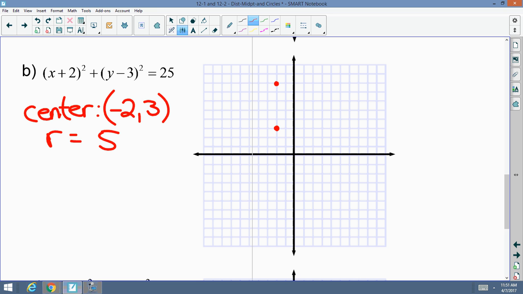5 down, 1, 2, 3, 4, 5. 5 left, 1, 2, 3, 4, 5. 5 right, 1, 2, 3, 4, 5. Connect the dots to the best of your ability. And bada bing, bada boom. Not bad, right?